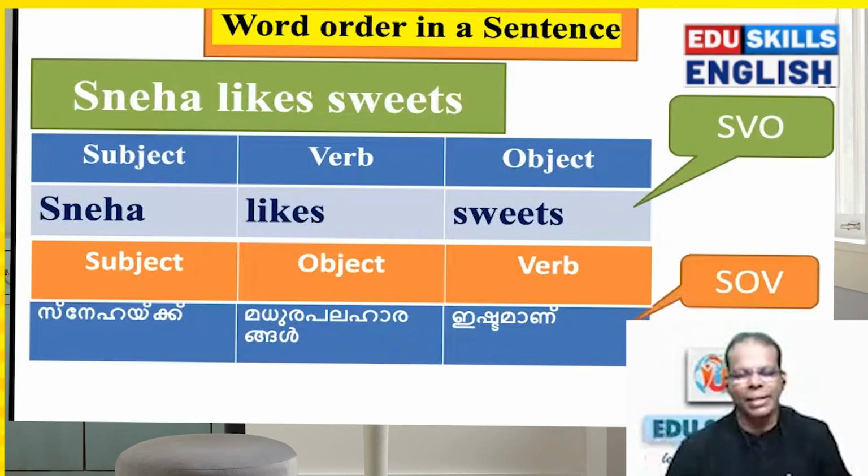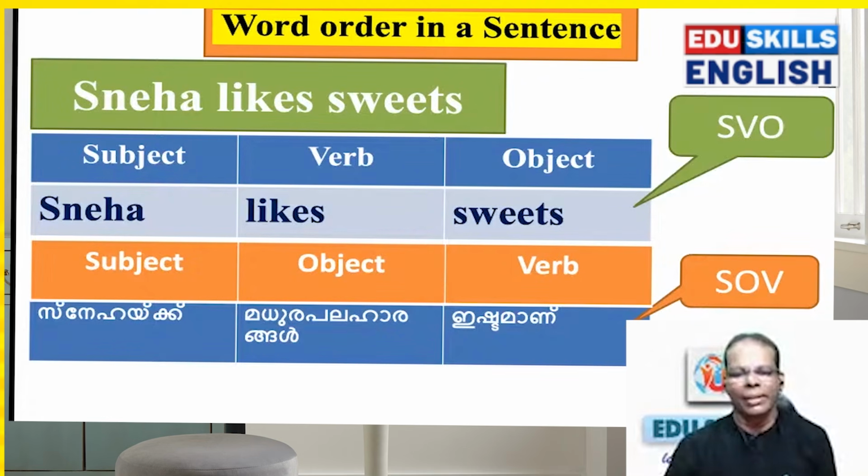That's the greatest problem or hindrance in developing fluency for Indians, because the word order itself is different from English. For example, if you ask a lower primary school student to translate Snehake Madhura Palaharam Ishtamana into English, he or she will translate it as Sneha sweets likes, because that is the order.